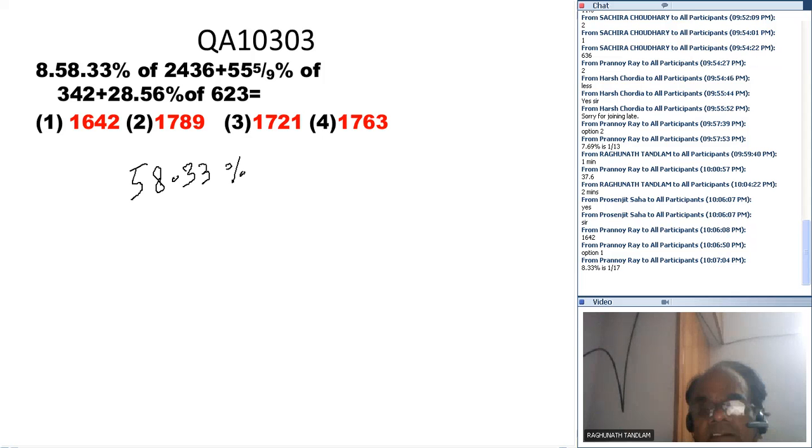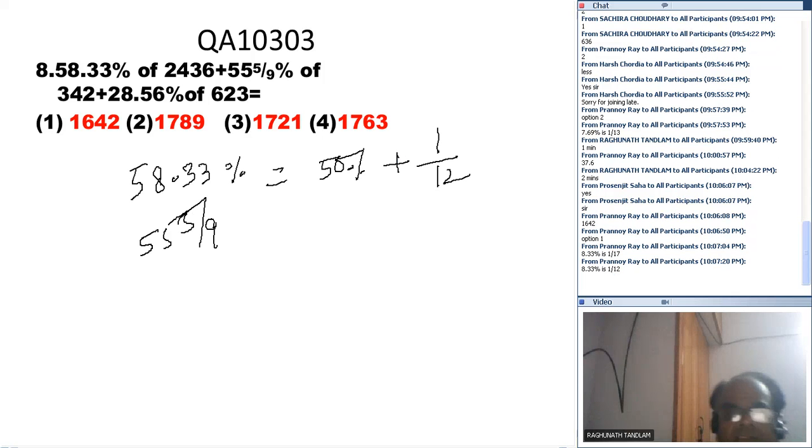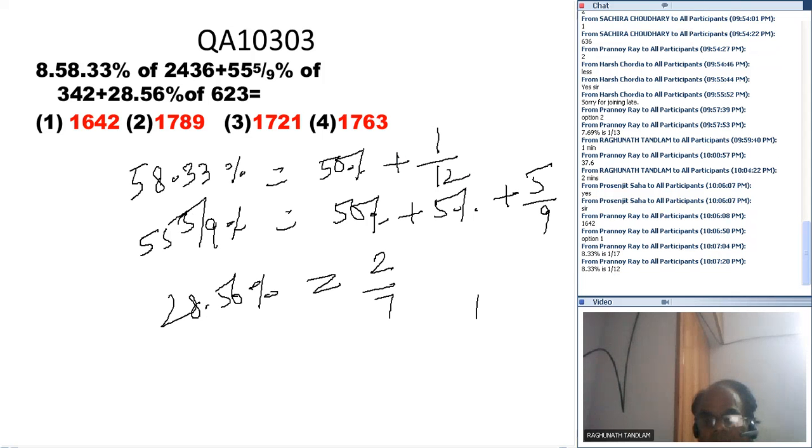What is 58.33%? It is 50% plus 1/12. 55 5 by 9%, I can easily calculate 50%, 5% and 5 by 9. Then 28.56% is 2 by 7. So if I get this, it becomes easier to calculate. So what is 50% of 2436? 1218. And 1/12 of it is 203.